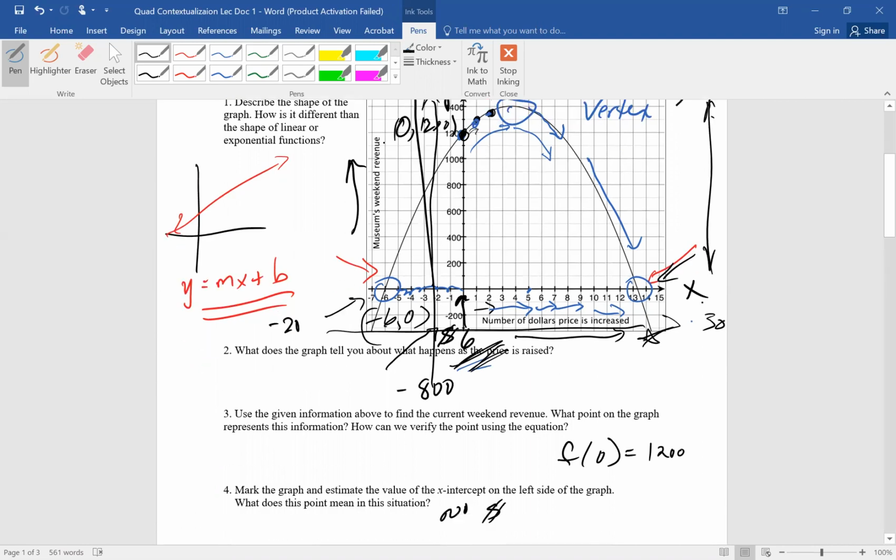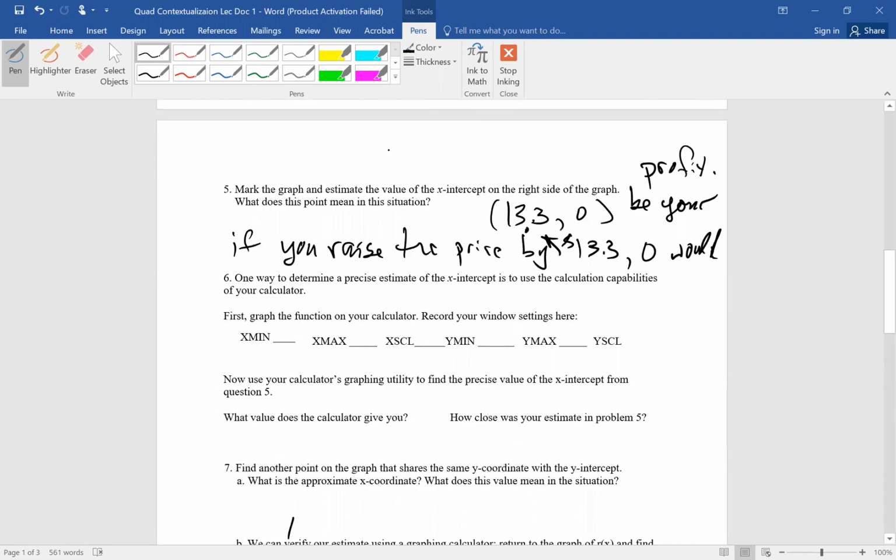So all I'm trying to get you to do is fill in these blanks. Notice, and I couldn't do both at the same time, but my X min, I'm going to put -20. I'm going to go to 30 and count by ones. And Y minimum, it's going to be -800. I'm going to go to 2400. And I'm going to count by 100. Now, what the heck am I doing? Those are my numbers I'm going to use on my calculator.